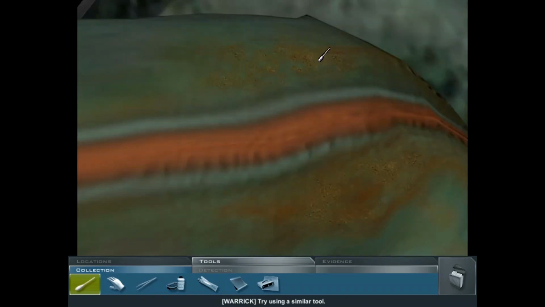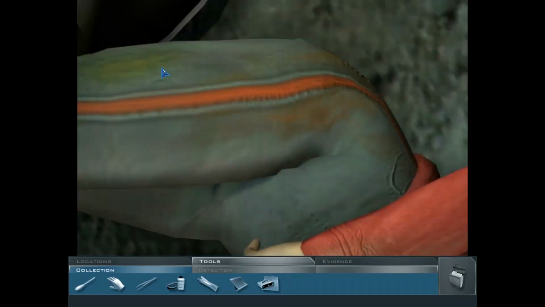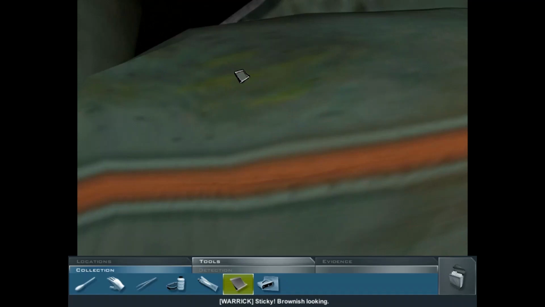Try using a similar tool. The stain looks like soil. Sticky, brownish looking.